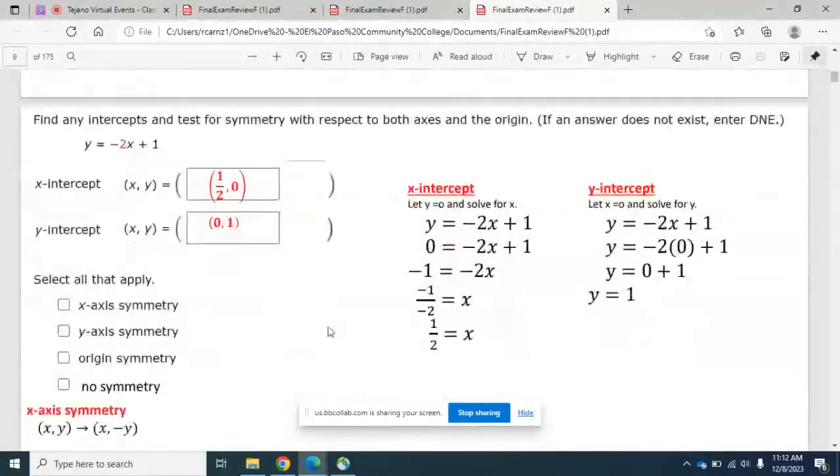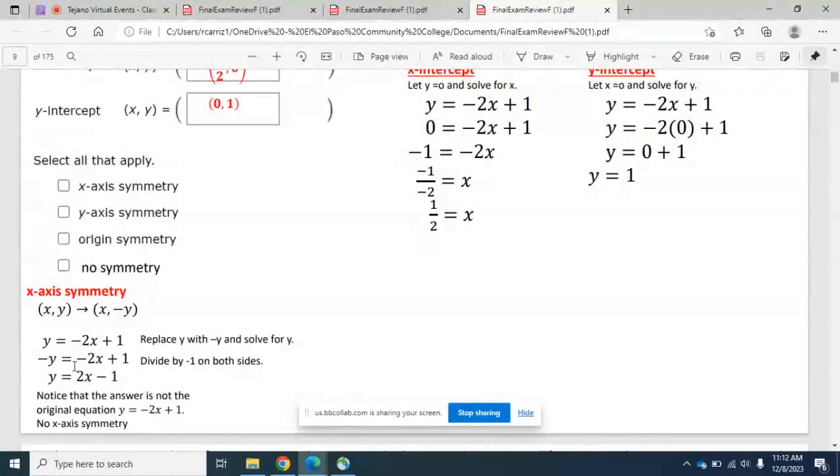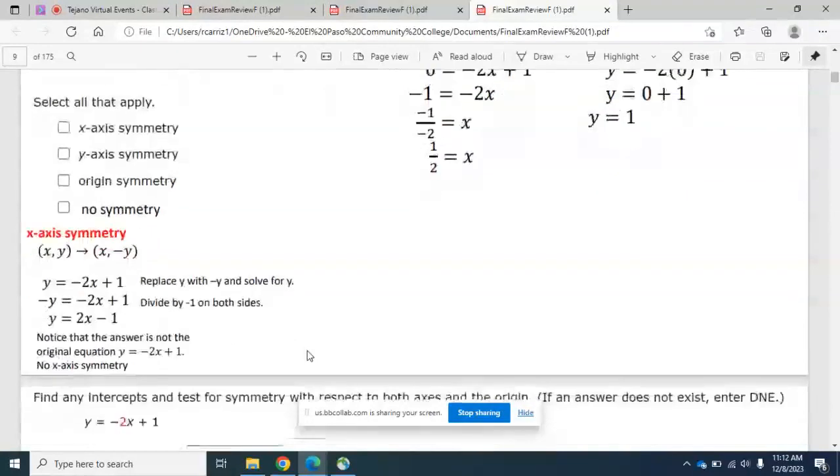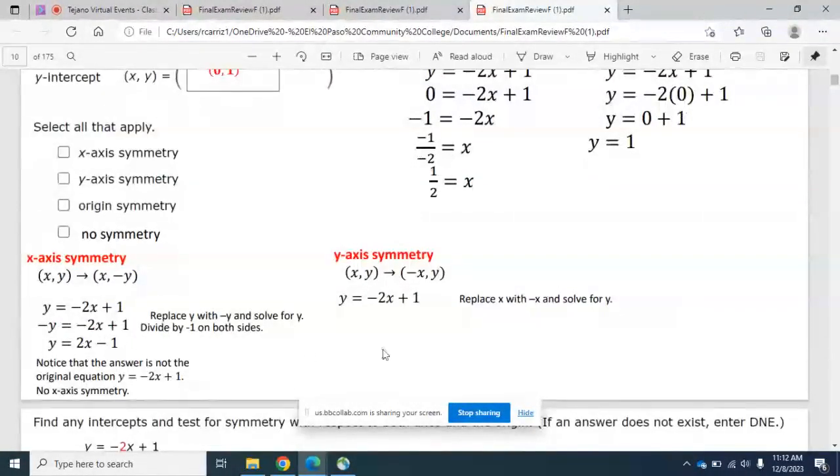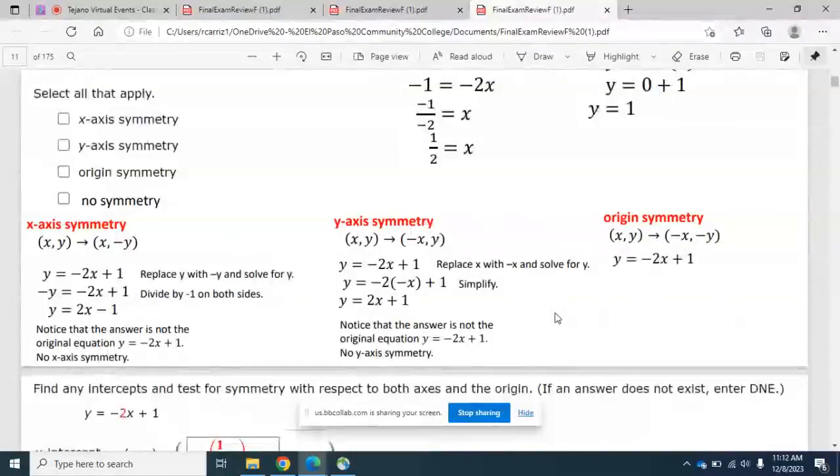Okay. So when we do this, if we replace the y with a negative y, and we solve for y, we would see that we have the equation y equals 2x minus 1, which is not the original. It's not equal to what we started with. So it has no x-axis symmetry. Okay. So for us to see if it has y-axis symmetry, we now replace the x with a negative x, and then we solve for y again. So in our case here, when we replace x with a negative x, we get again y is equal to positive 2x plus 1. It's not the original equation, so it has no y-axis symmetry.